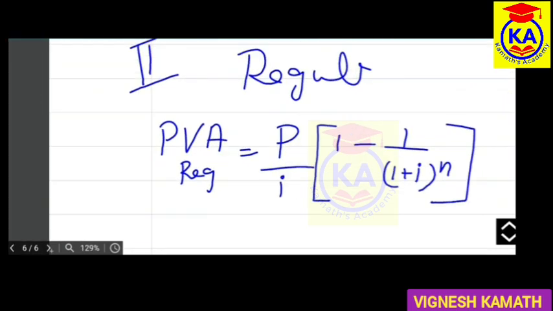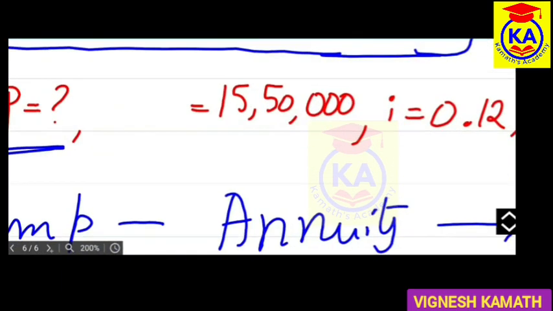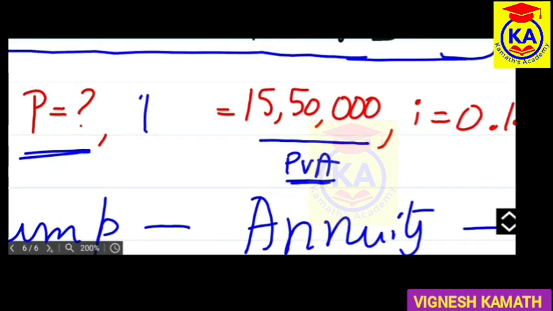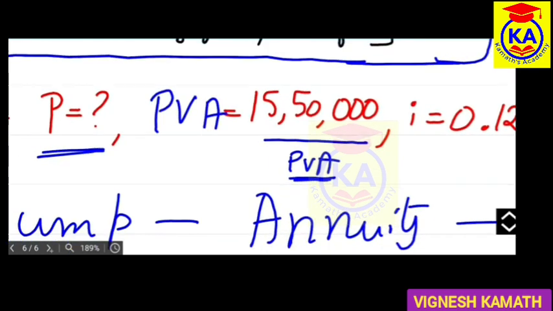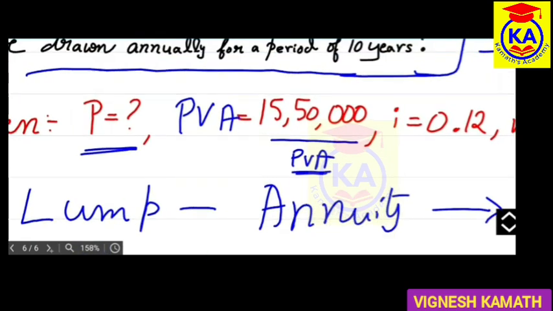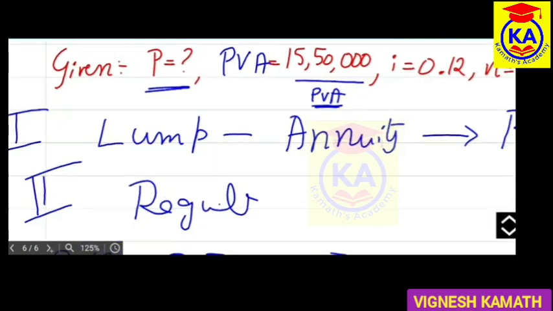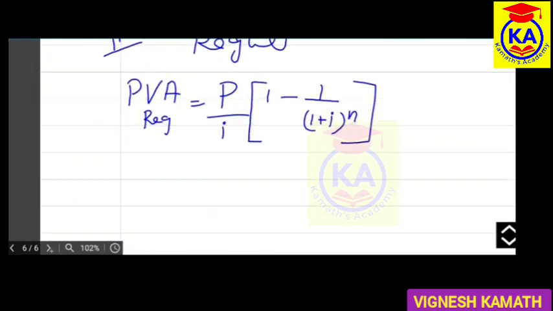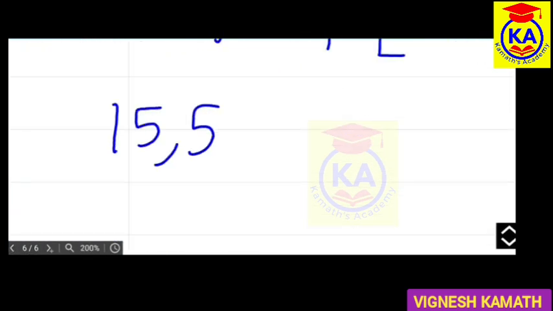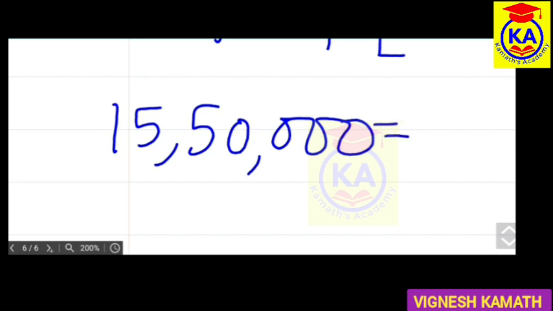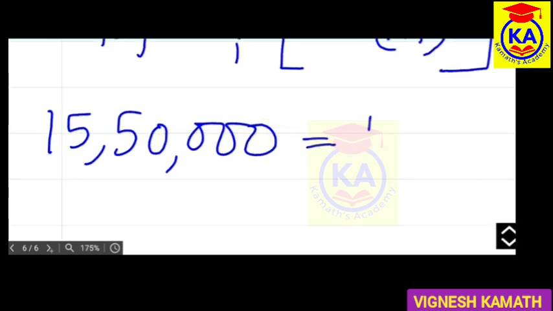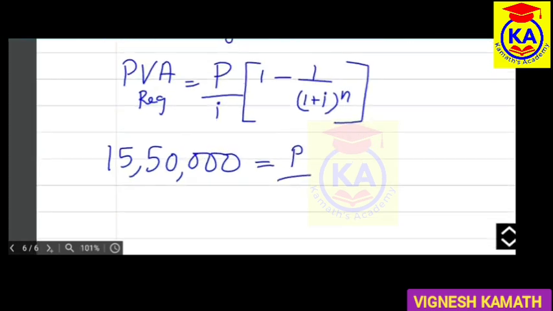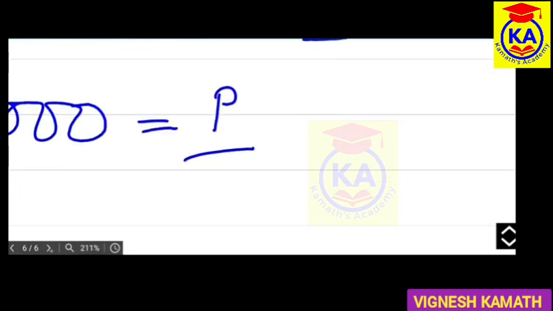So here, present value of annuity regular. This is present value of annuity, the lump sum amount. I didn't write it here because by looking at the question itself we'll come to know. So I didn't mention it in the beginning. Present value of annuity is 15,50,000, which is equal to P, the value you don't know. You have to find P divided by I. I is 0.12.